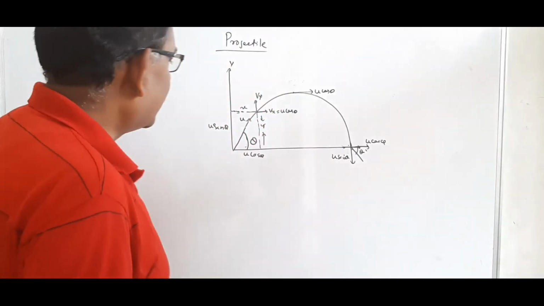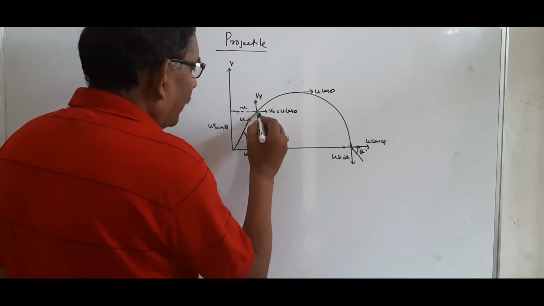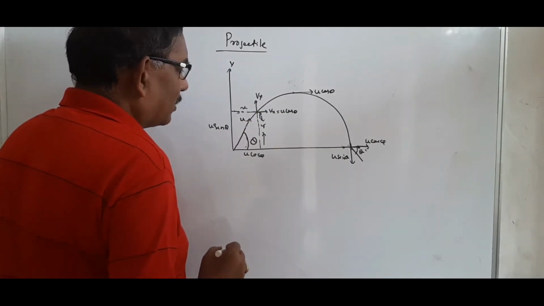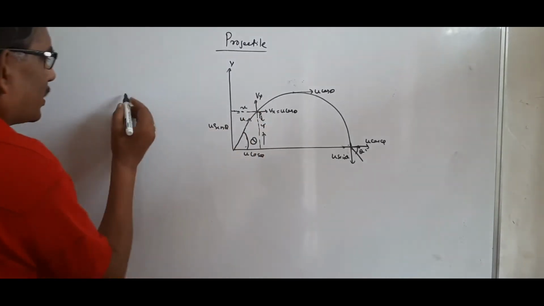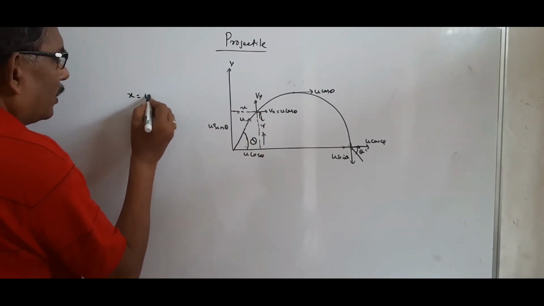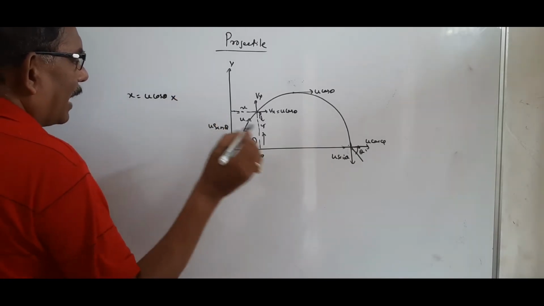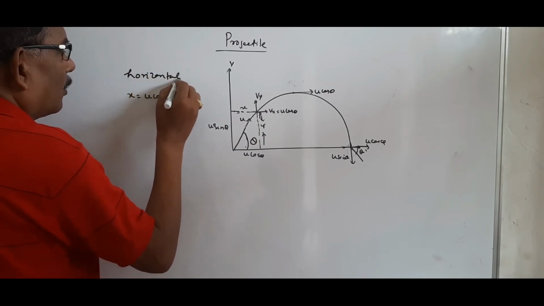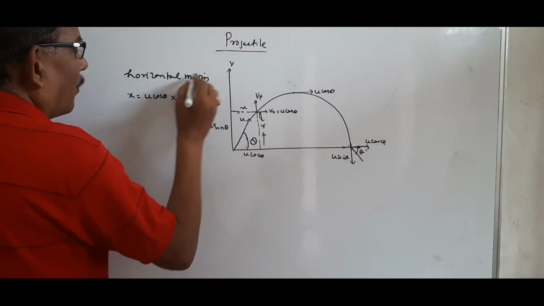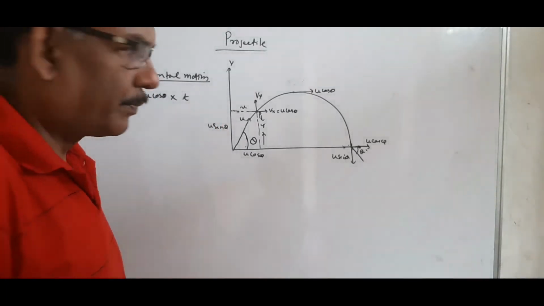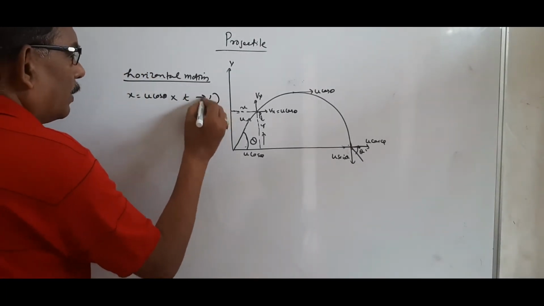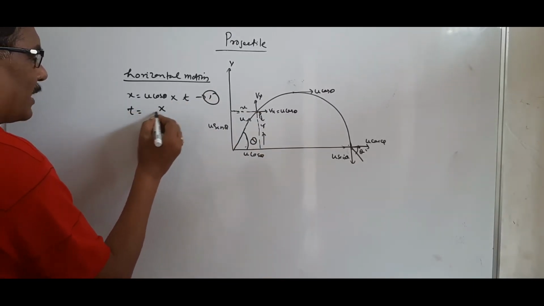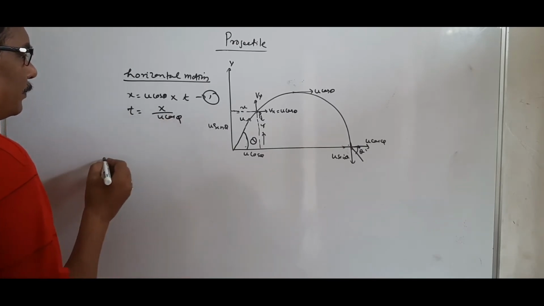Suppose that the projectile is initially at point P. So what is the horizontal distance and vertical distance? How to calculate the horizontal distance? X equals u cos theta times t, where t is the time taken. This is also called horizontal motion. Now what is the vertical motion? Equation 1, the most important equation here, you find the time period: t is equal to x by u cos theta.